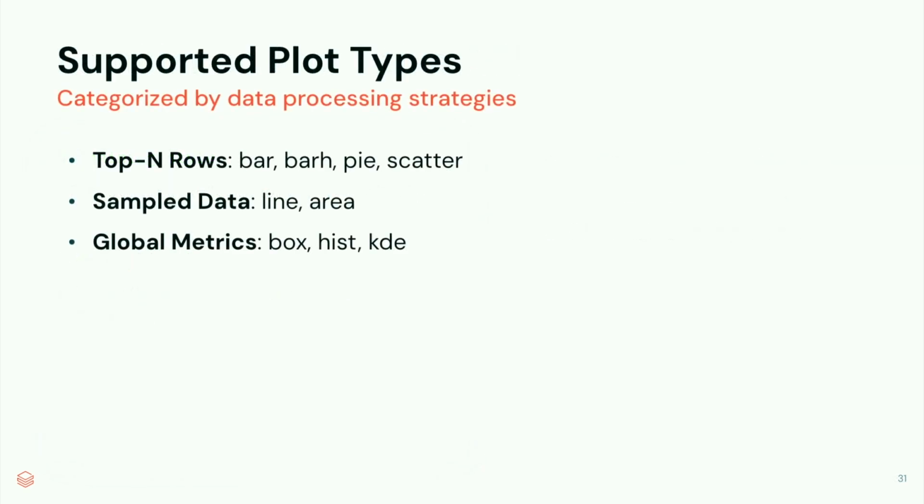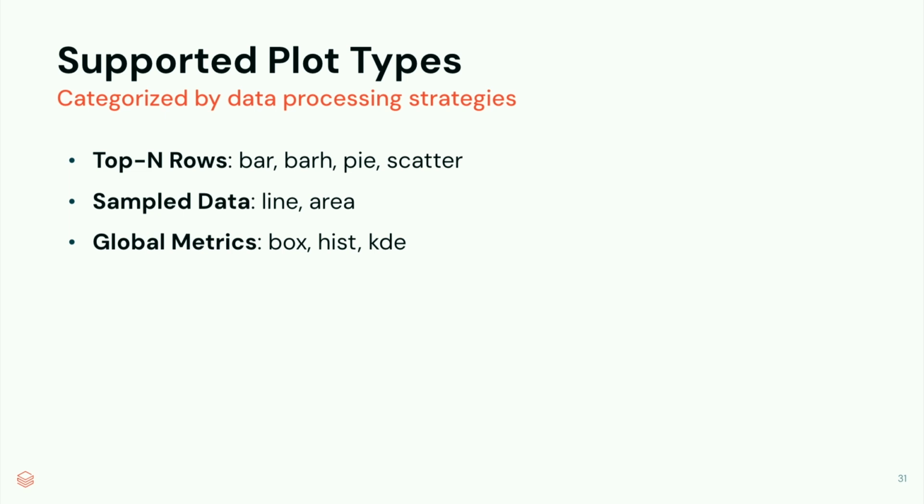We support all common plot types, and here we categorize them by how much data they need. First, it's called top n rows. For plots like bar, horizontal bar, pie, and scatter plots, we just use the first n rows. Here, n equals 1,000 by default, but it's configurable. It's fast and readable, very good for quick insights.